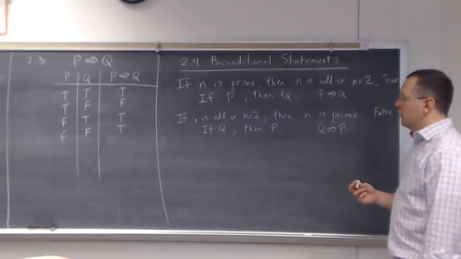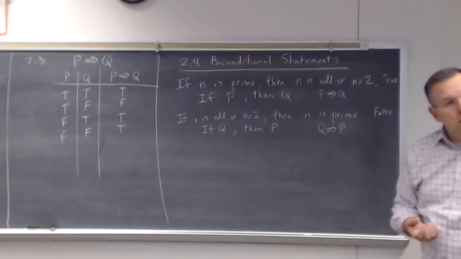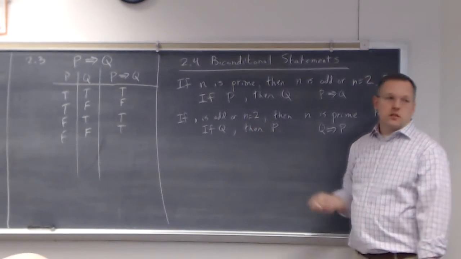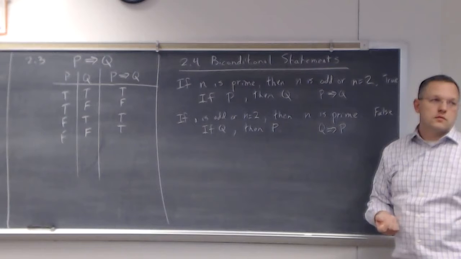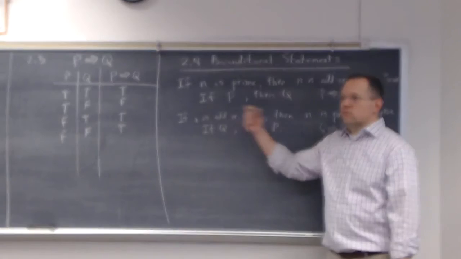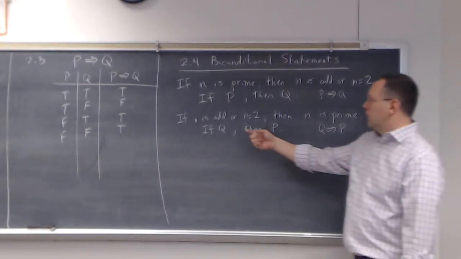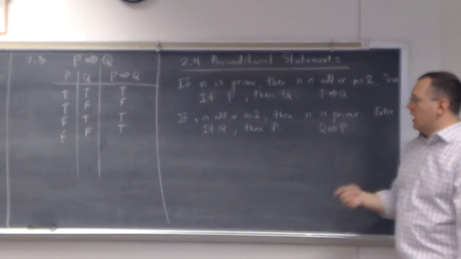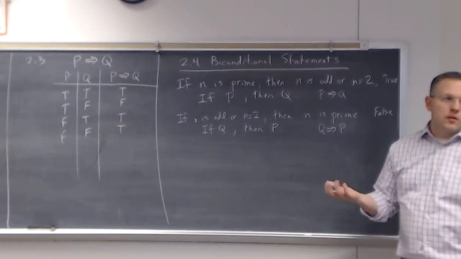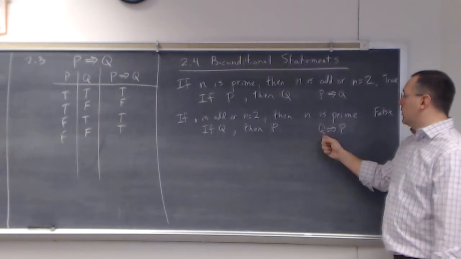If n was equal to plus or minus 2, would it be true in both cases? Well, not every odd number is prime. So I can find an odd number that's not prime. So like 9. 9 is odd. So if n is 9, then n is odd or n is equal to 2. That's a true statement. But n is not prime. 9 is not prime.